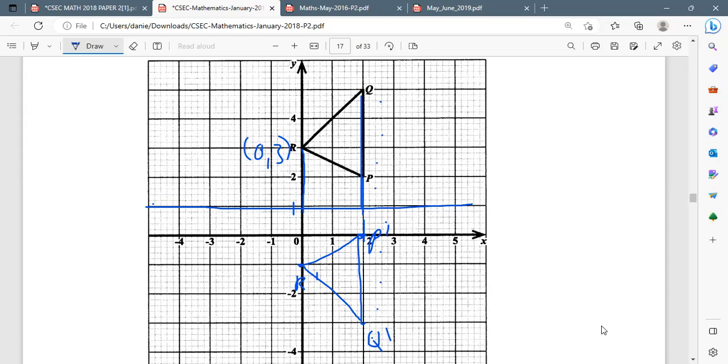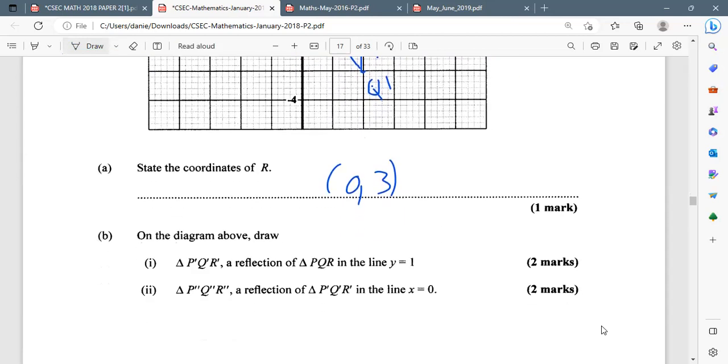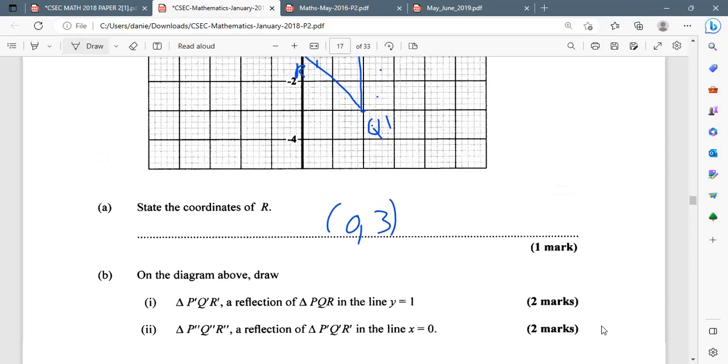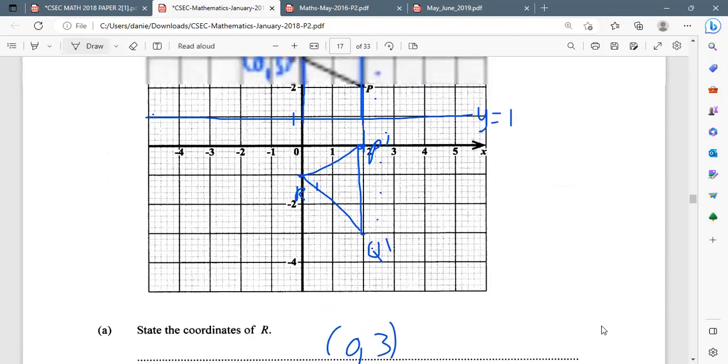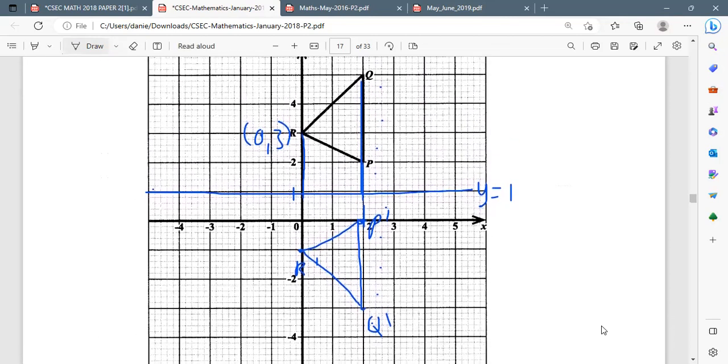Alright, and that is the mirror, or reflection, the line y is equal to 1. There's the line y is equal to 1 here. Now you're reflecting P prime prime Q prime prime, a reflection of P prime Q prime R prime in the line x is equal to 0. Remember, x is equal to 0 is a line that cuts the x-axis at 0, and that is just the y-axis.